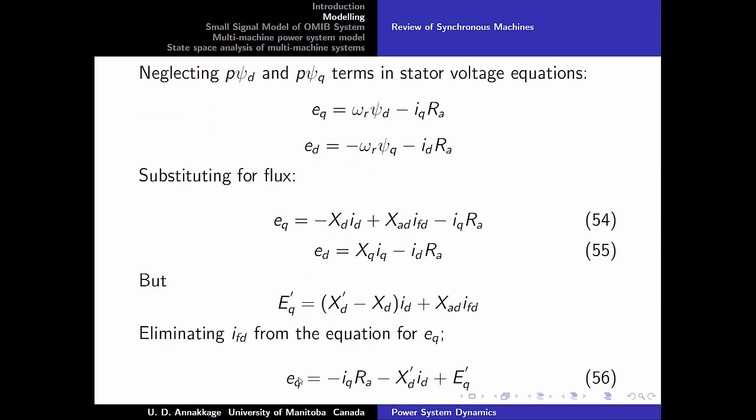Now let's look at the voltage terms EQ and ED. When we are interested in rotor angle stability, we are interested in low frequency oscillations. Typically these oscillations are below 5 Hz. Therefore we ignore fast transients and assume that any fast transients are highly damped and they disappear quickly. The fast transients are ignored by removing the rate of change of stator flux terms from the ED and EQ voltage equations.